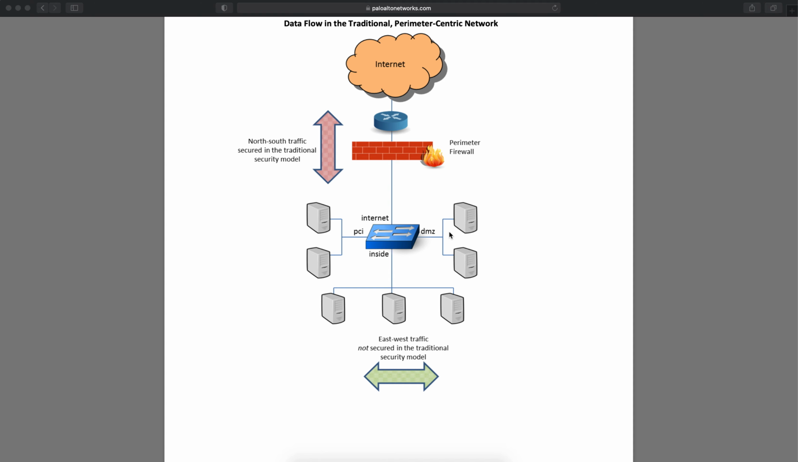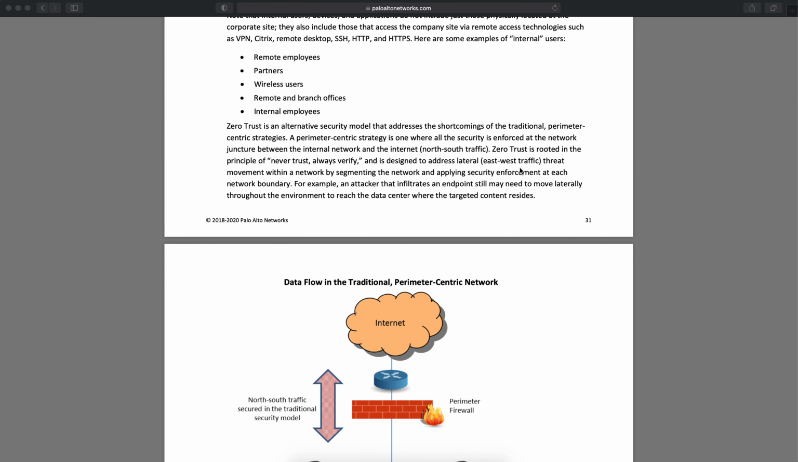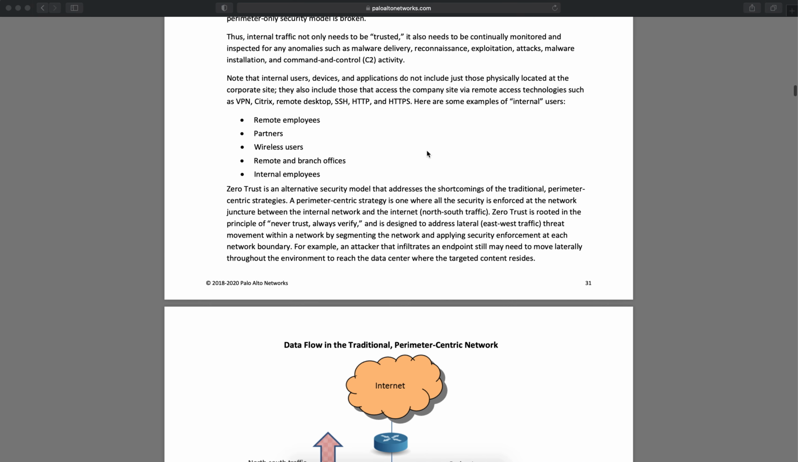So by inside, they also talk about how that is not just people located physically in that office. Those would be remote employees, partners, wireless users, branch offices, et cetera, et cetera. So those all obviously need to be secured too. Palo would probably suggest GlobalProtect or some SD-WAN fun stuff to do that. But that is something that needs to be factored into the security model.